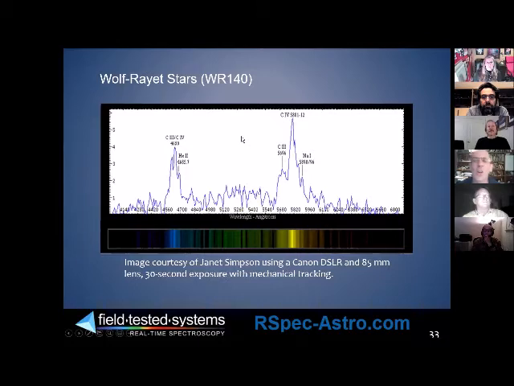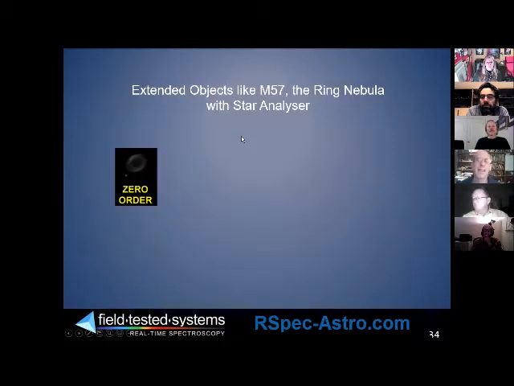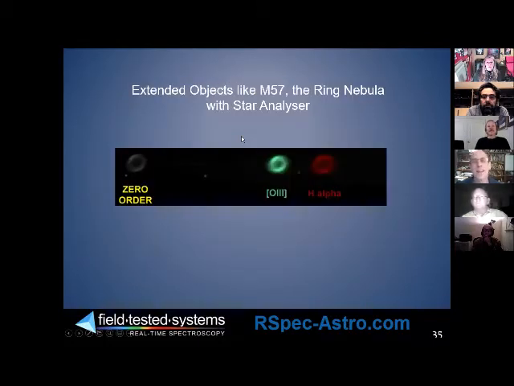Let's look at another popular, well-known emission object. Here's the Ring Nebula. Now, it only has two different colors because there's really only two main elements that are burning. This red hydrogen alpha and this oxygen. That Roman numeral 3 just means ionized. It means electrons have been pulled off.